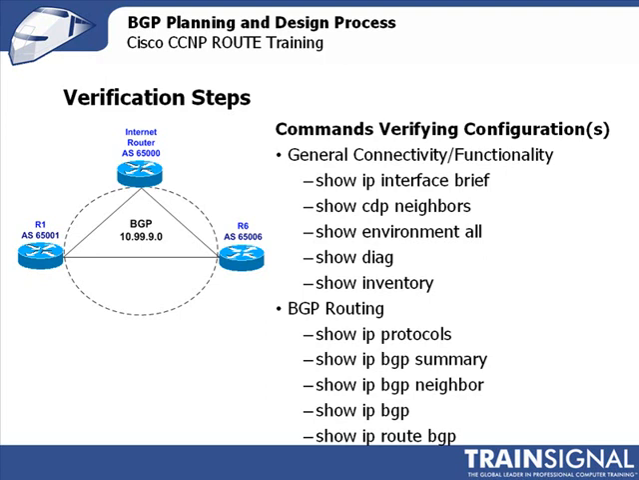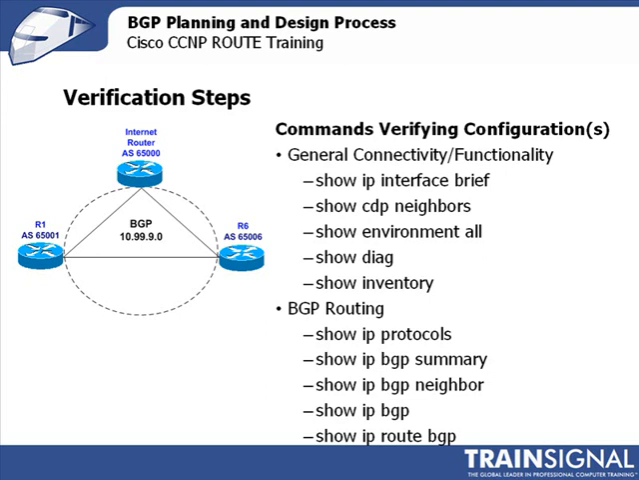Show environment all shows what's going on in terms of temperature settings if your device supports it. Show diag shows all the information on how the hardware of that particular device exists. Show inventory. For BGP routing specifically, show IP protocols. Show IP BGP summary, which shows the state of the neighbors as well as the number of prefixes that are being sent or received.